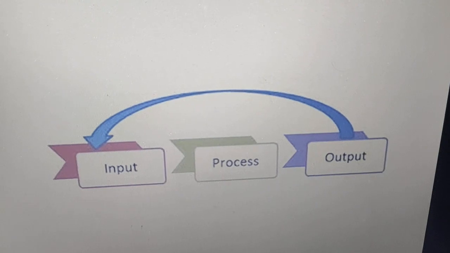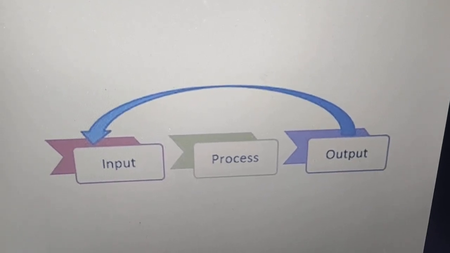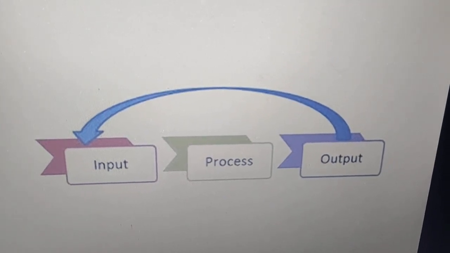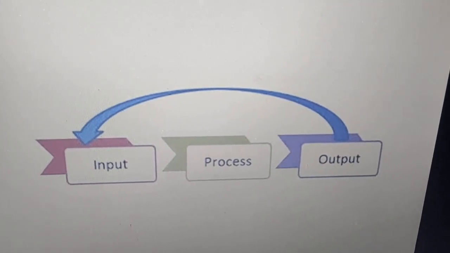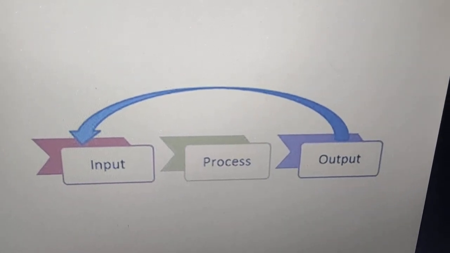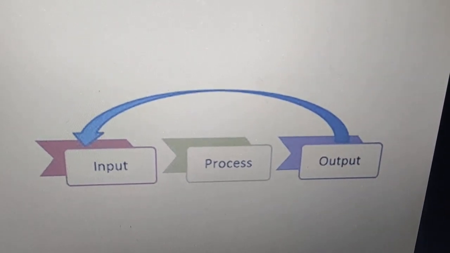At least try to find 2 to 3 examples in your real life where you find that it is working step by step in the form of input, then some processing is going on, and then we are getting some output as a result. So I hope, dear children, you have got it, you have understood it.